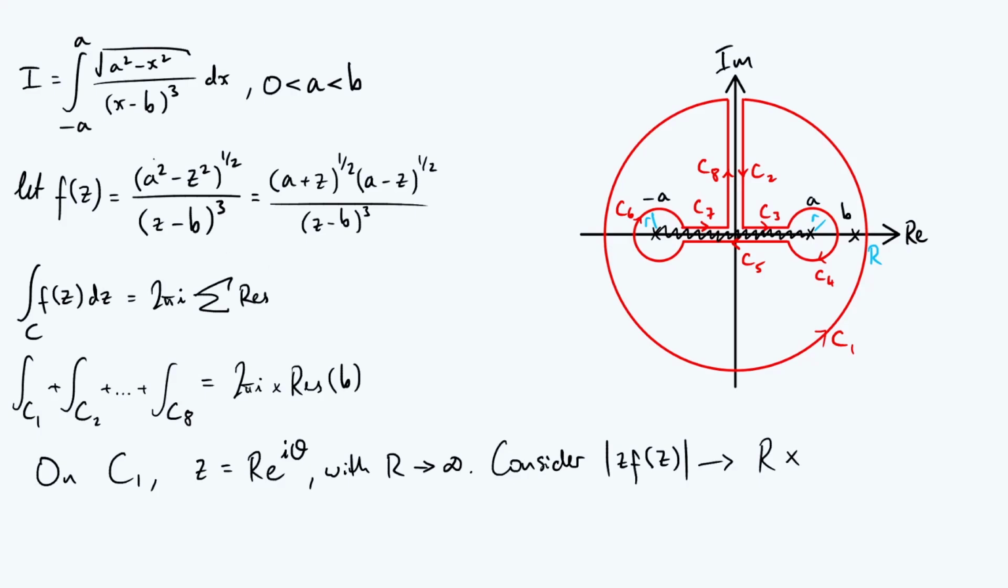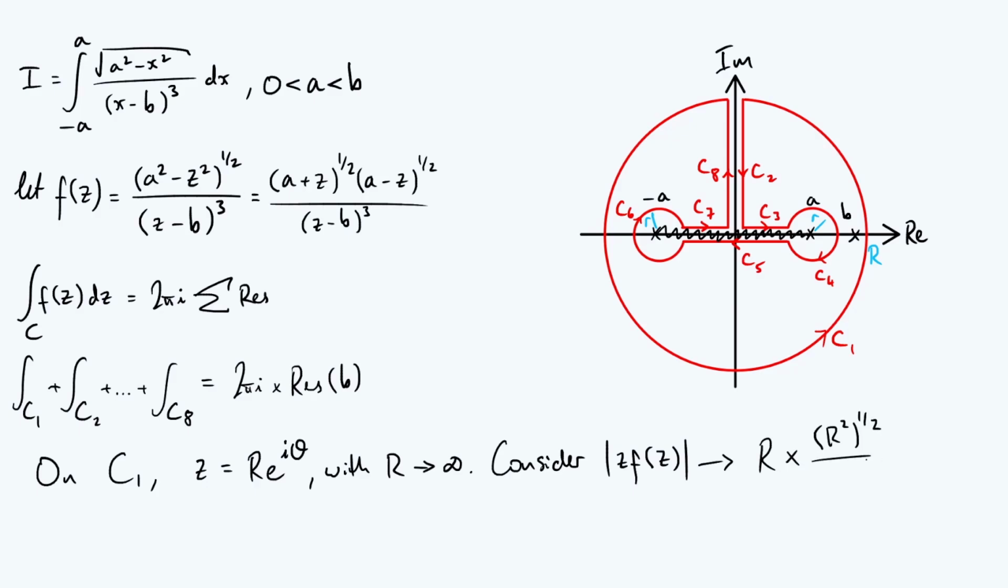Now if we go back to the definition of f of z up here, focus on the numerator. When the modulus of z is huge, because we're letting r go to infinity, that a squared minus z squared is approximately just minus z squared. And because we're only caring about magnitudes here, without pluses and minus signs and phases, we can just replace the numerator with r squared to the power of a half.